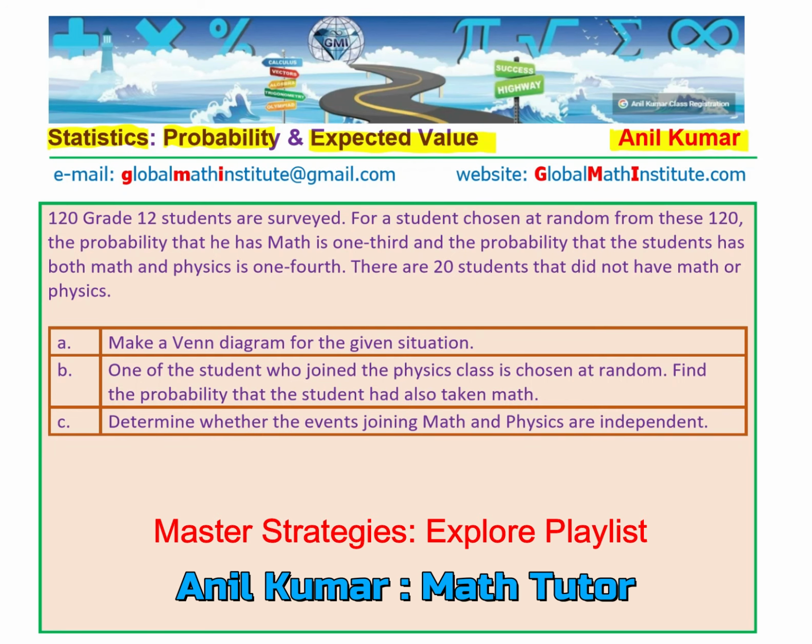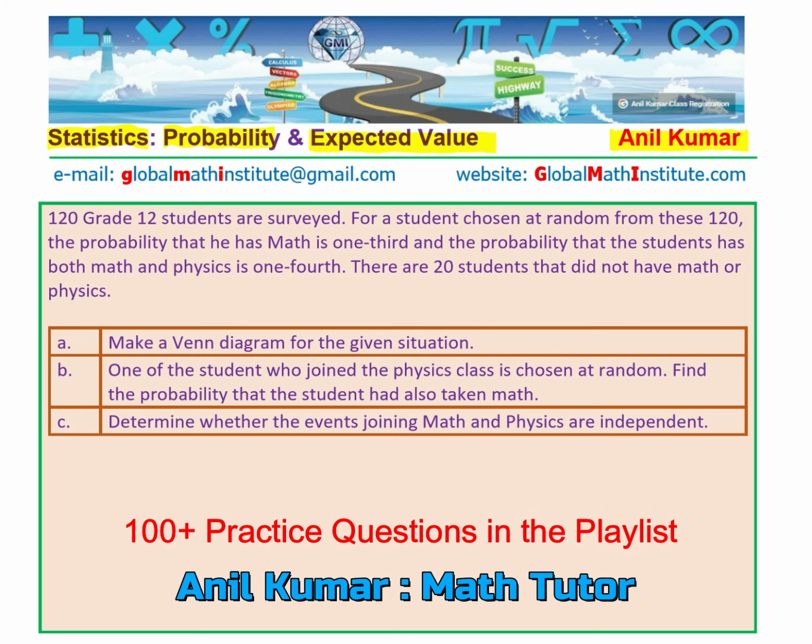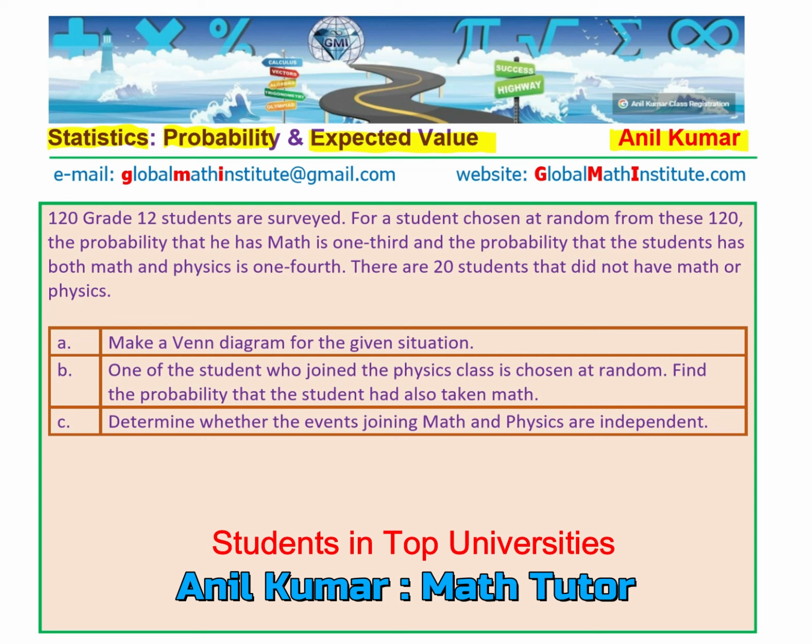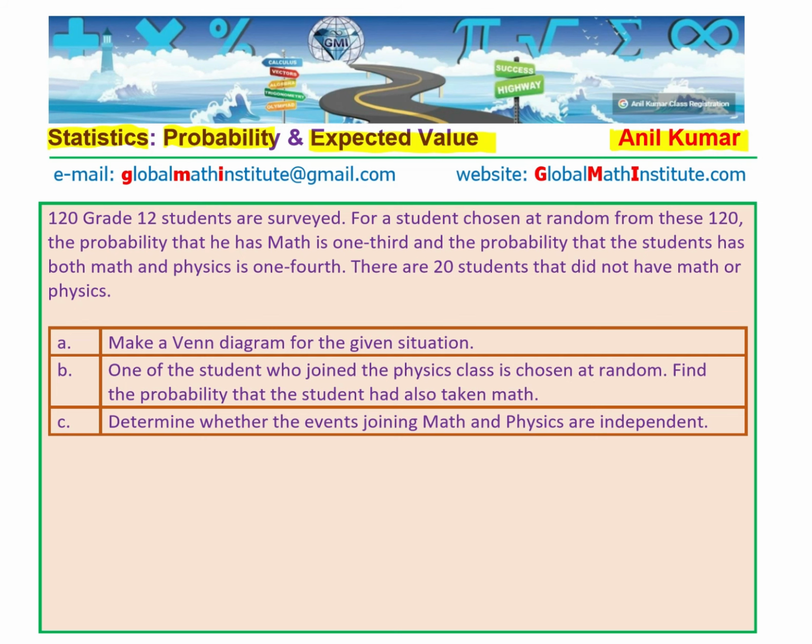They should help. So here is another important question, which is 120 grade 12 students are surveyed. For a student chosen at random from these 120, the probability that he has math is one third, and the probability that the student has both math and physics is one fourth. There are 20 students that do not have math or physics. So that is the situation given to us.